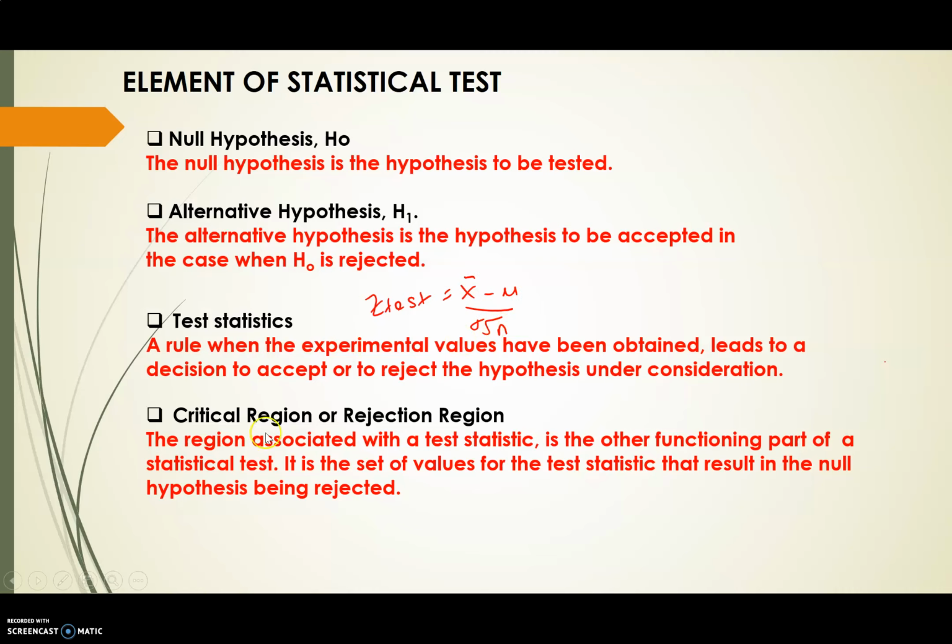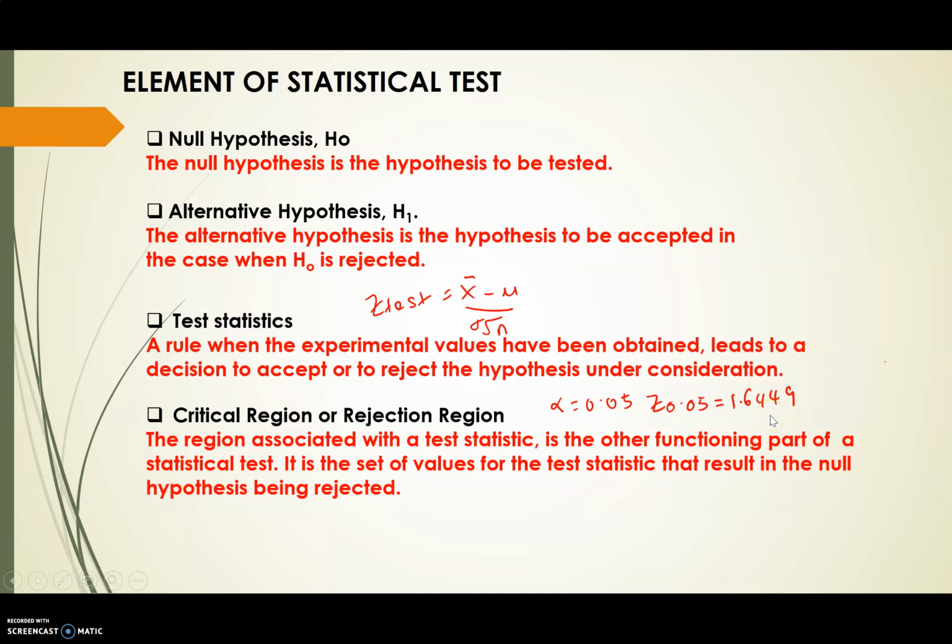Next, we have the term critical region or rejection region. The region associated with a test statistic is the other important part of a statistical test. It is the set of values for the test statistic that result in the null hypothesis being rejected. For example, let's say we have alpha equals 0.05, we compute z alpha, we will have 1.6449. This value is from our stats table. So at alpha 0.05, this is our critical value.